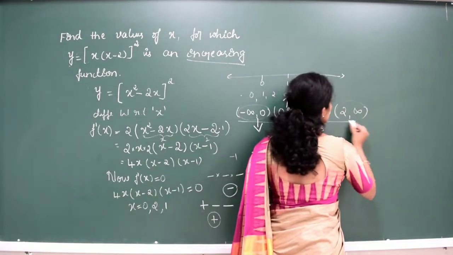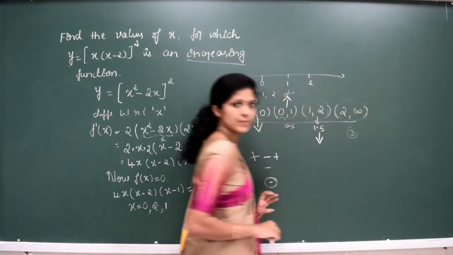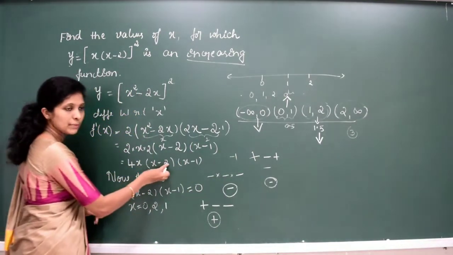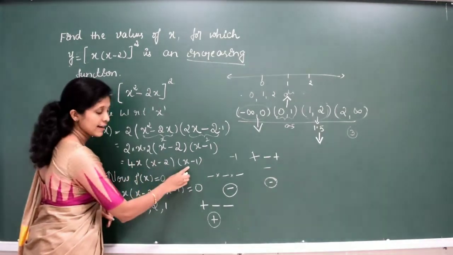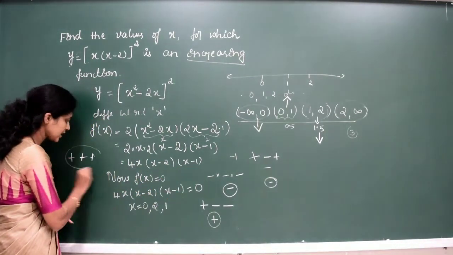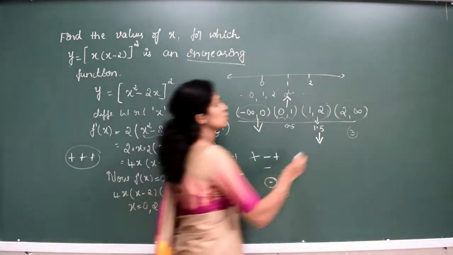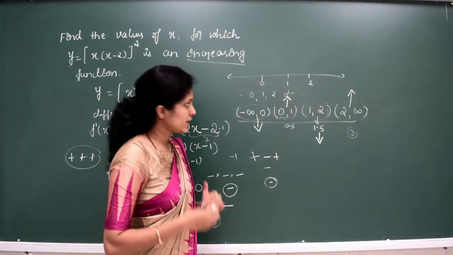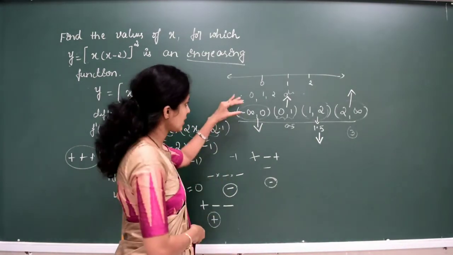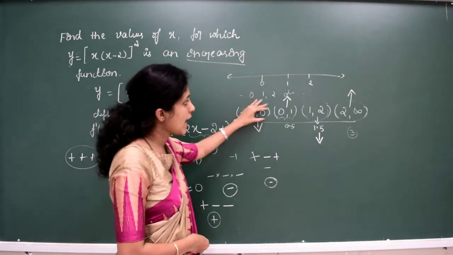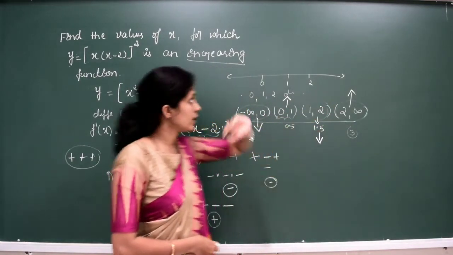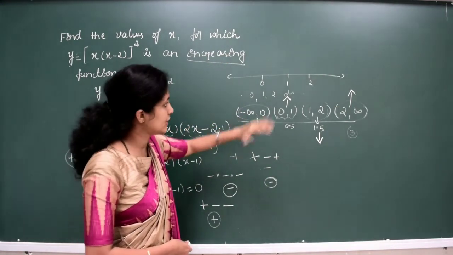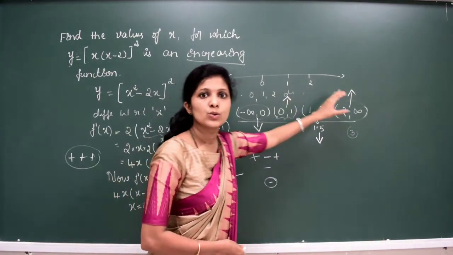Now we will check with 2 to infinity. I will check with the point 3. Any point you can consider. So x is positive. 3 minus 2 will be positive and 3 minus 1 will be positive. Everything is positive, so from 2 to infinity the function is increasing. I hope you understood this one. Finally, you write the function is decreasing in the interval minus infinity to 0 and 1 to 2. But you have to find where the function is increasing. So the function is increasing in the interval 0 to 1 and 2 to infinity.